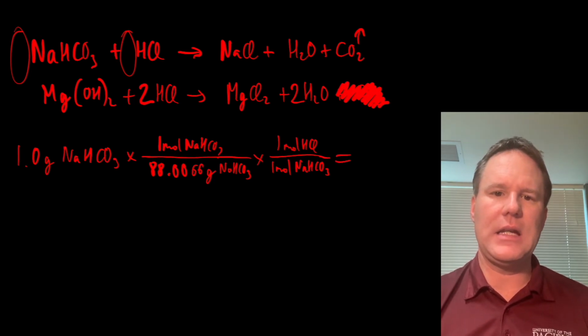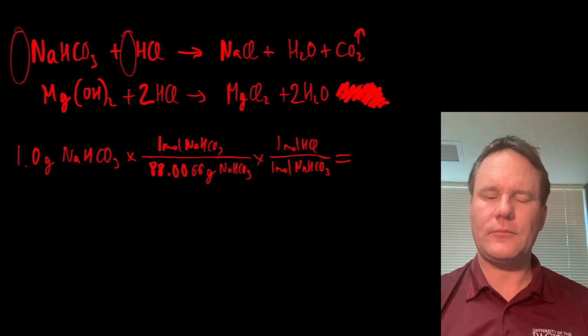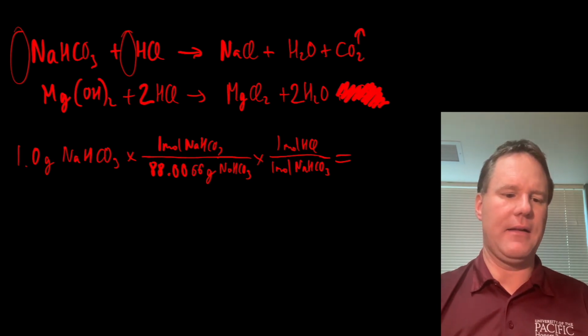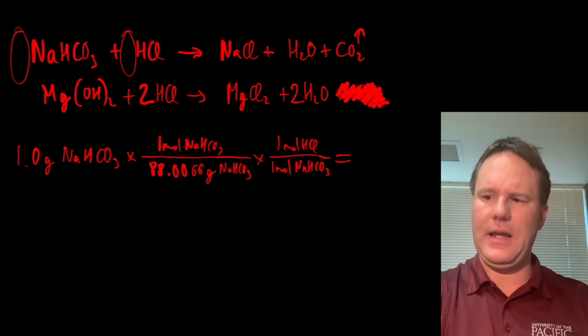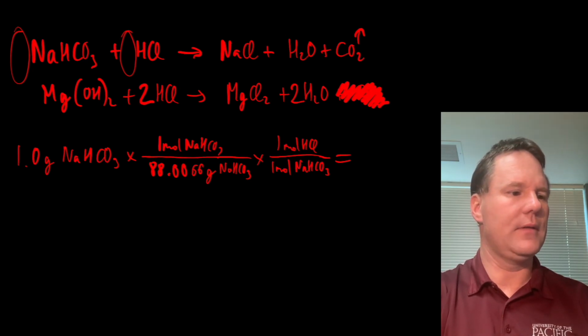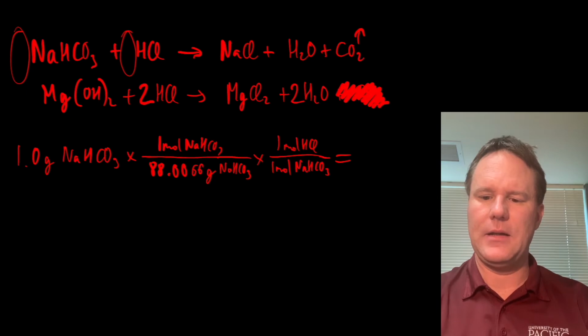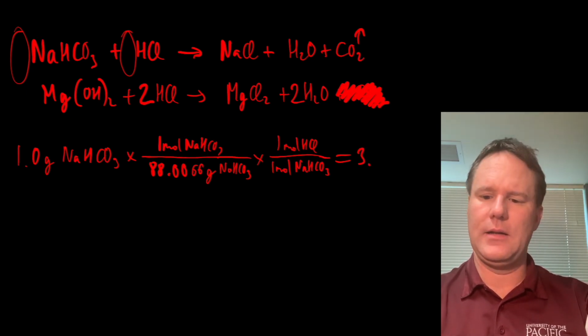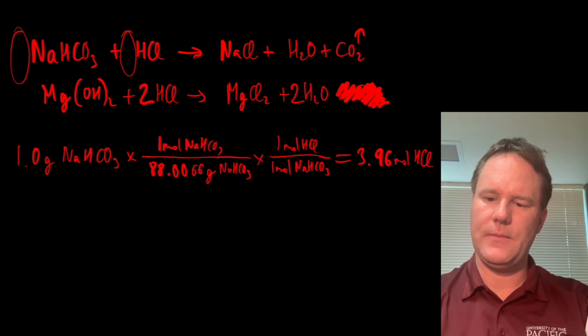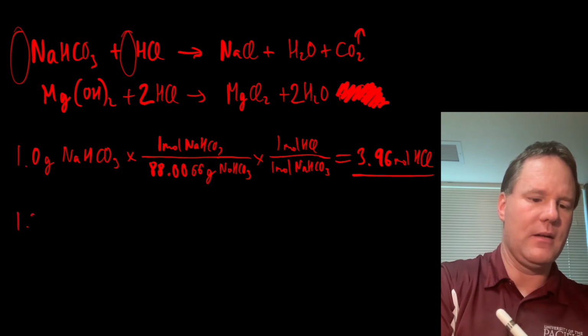And in the end, I don't need to get the grams here because it just asks for which one is more. So if I do that calculation, let's say 1 divided by 88.0066 times 1, that's an easy one. So I would get 3.96 moles of HCl. Good. Now, what about the other one?